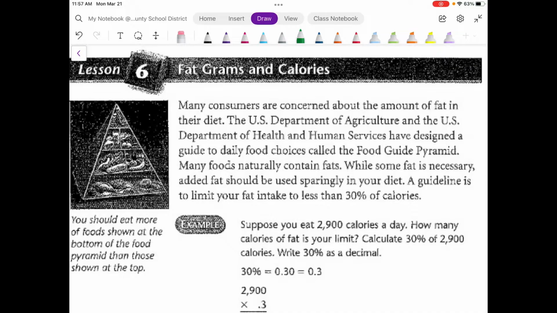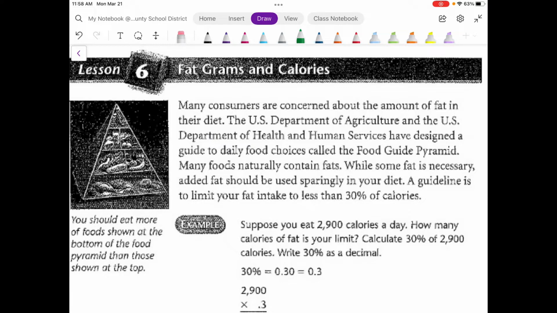In this video, we're going to go over pages 152 to 155 of Chapter 6. Lesson 6 is all about fat grams and calories. Many consumers are concerned about the amount of fat in their diet. The U.S. Department of Agriculture and the U.S. Department of Health and Human Services have designed a guide to daily food choices called the Food Guide Pyramid.